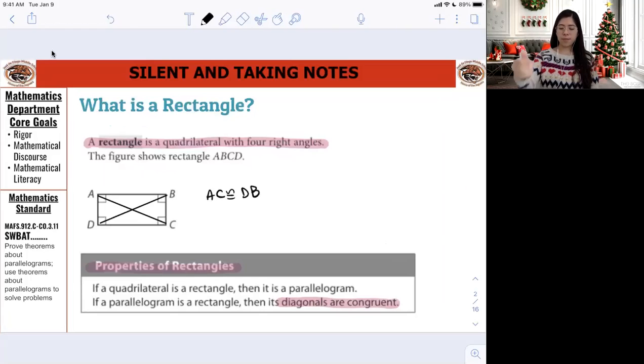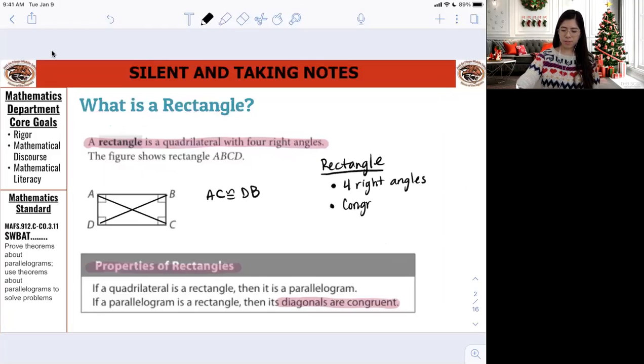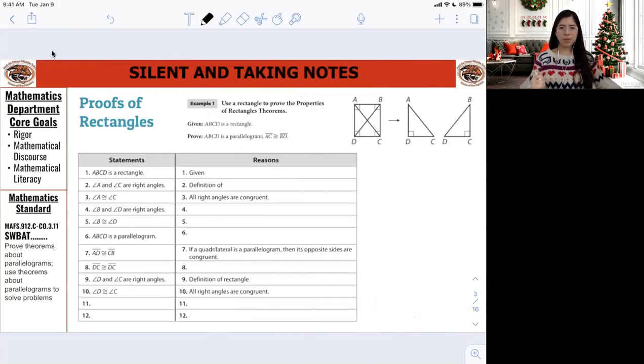So just to summarize everything, a rectangle has to have four right angles and it must have congruent diagonals. All right, that's what makes a rectangle a rectangle. So what we can do is prove why those diagonals are congruent. Now, this is like the longest proof we've ever done.